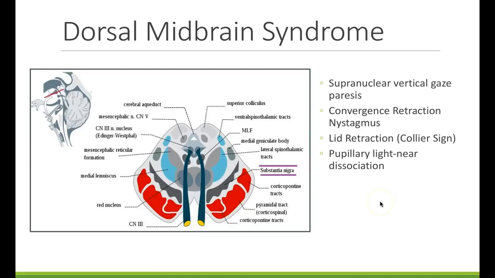So this is an important lesion to think of as well. If you look at the sagittal view here, the dorsal midbrain is right here, and so this is very close to the pineal gland. So in cases of pineal gland enlargement, sometimes it can compress the dorsal midbrain. Also, causes of hydrocephalus can cause the dorsal midbrain syndrome. Also, if there is a structural lesion within the midbrain, such as a stroke or a tumor, you can develop a dorsal midbrain syndrome.